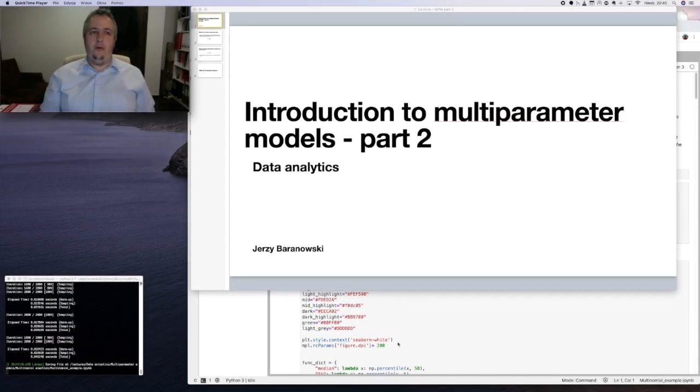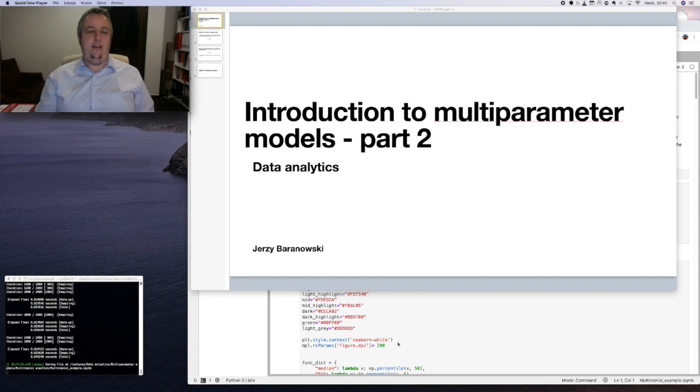Gentlemen, welcome to our second part of our lecture on multiparameter models in STAN. This part will be probably the shortest one, the next one probably also will be short, and the last one will be again a bit longer.